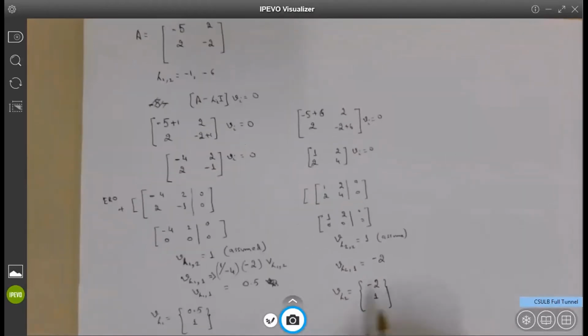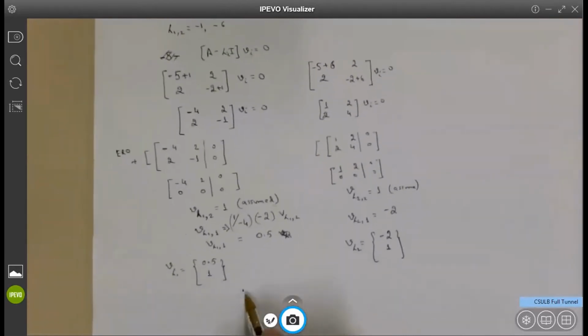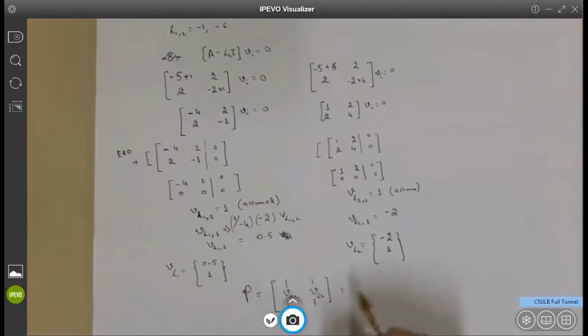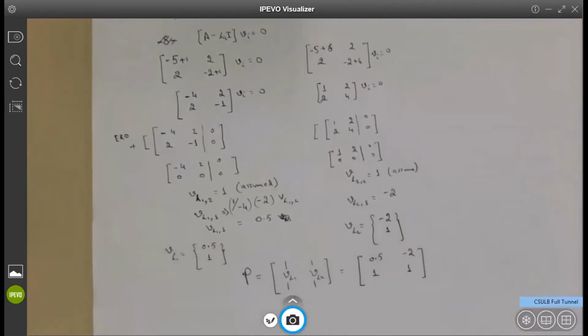So basically what you are going to get is the P matrix, which is going to be V lambda 1 and V lambda 2, that is 0.5, 1, and -2, 1. That is your P matrix. Is everybody with me so far?